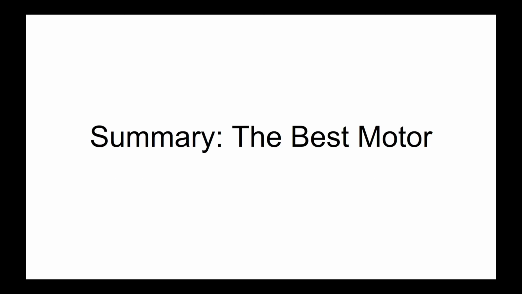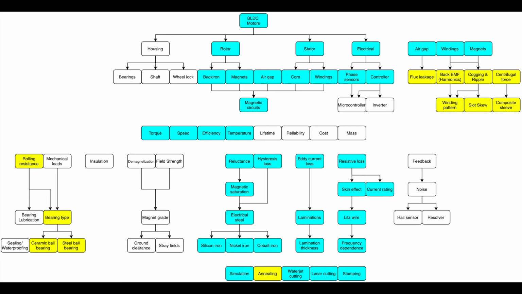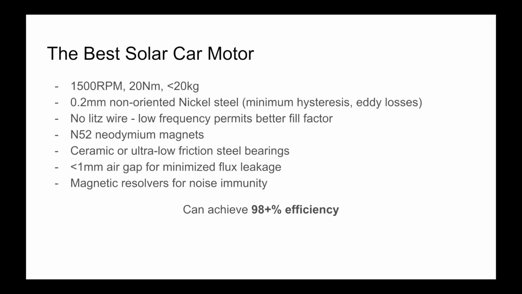With the theory, design, and manufacturing portions wrapped up, we'll tie it all together by looking at a specific motor to see how these concepts show up in practice. Here's the last snippet of our map to see which parts we did and did not cover in this talk. For our summary example, we're going to look at some design decisions that can get a solar car motor up to the 95 to 98% efficiency range.